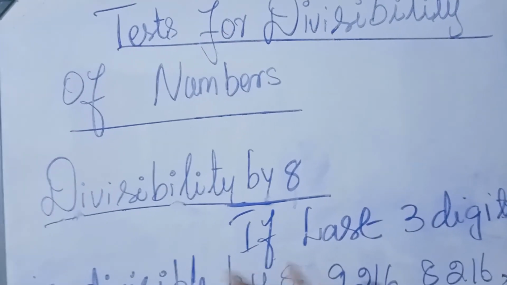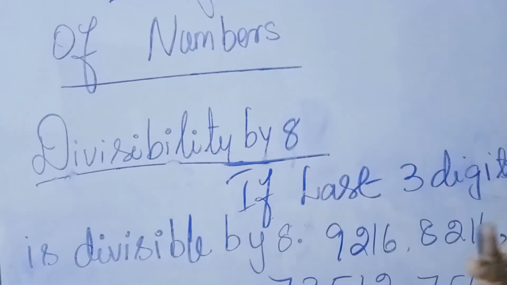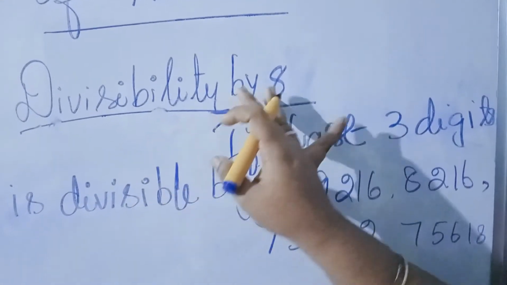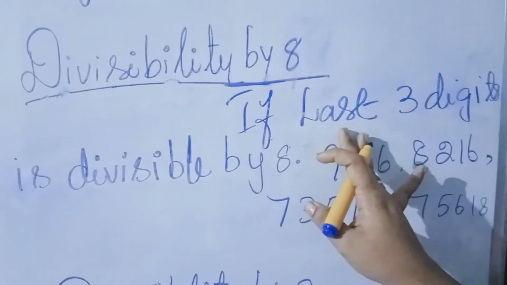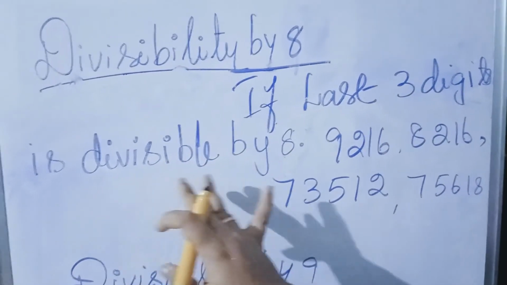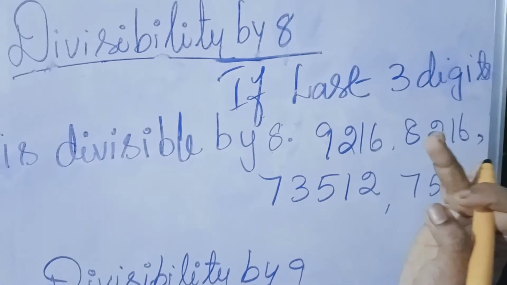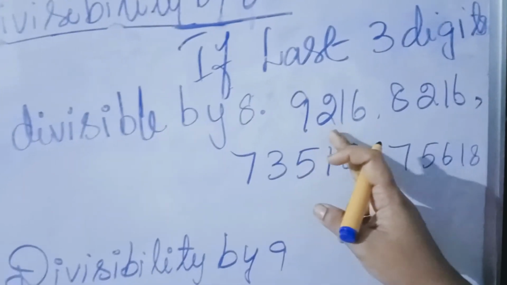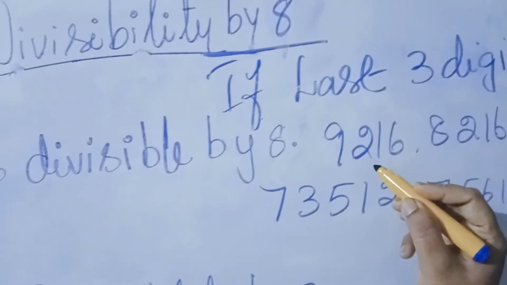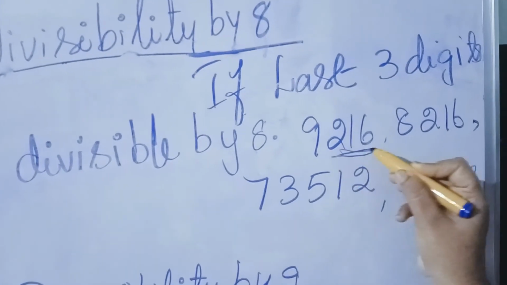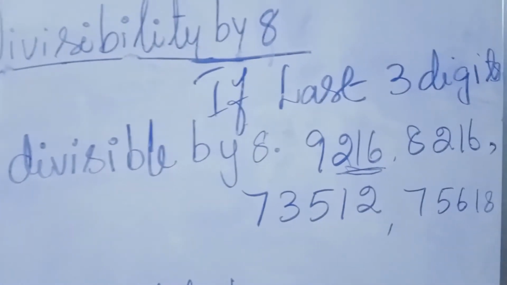Now we are going to see divisibility rules for 8. Divisibility by 8: if the last 3 digits are divisible by 8, then the whole number is divisible by 8. For example, 9260. You have to check the last 3 digits. As usual, you can check by the division method.